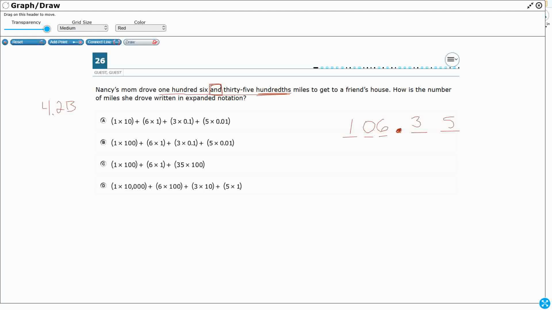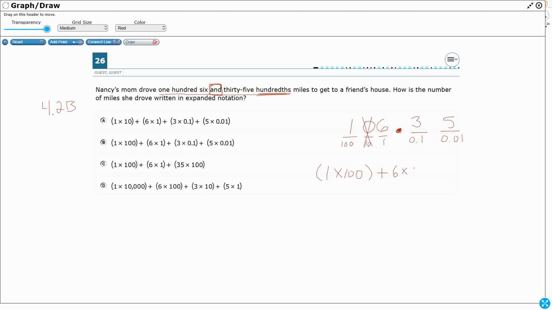Now, let's write the value of each of these. So this is my tenths place. I'm going to label it 0.1. Hundredths place, 0.01. The 6 is in the ones place, tens place, hundreds place. If we can label our place value chart like this, then expanded notation is pretty easy because I take each digit and I multiply it by the value of its place value. So 1 times 100. Plus, there's a 0 there, so we're going to skip it.